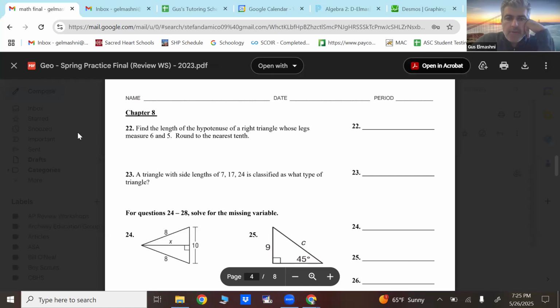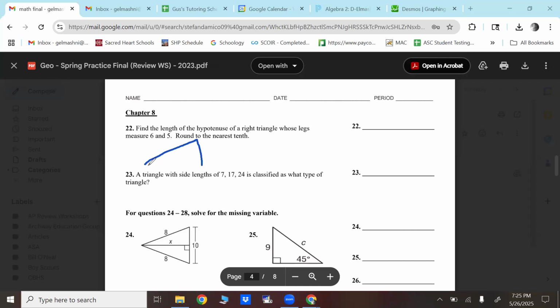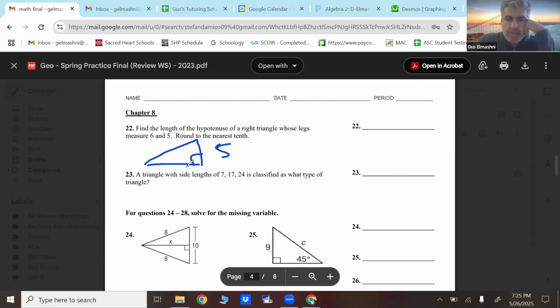So, find the hypotenuse of a right triangle whose legs measure 6 and 5. Okay, your finals are tomorrow. So that's 5 and 6, which should be pretty easy. 5 squared plus 6 squared is 61. So C is root 61.